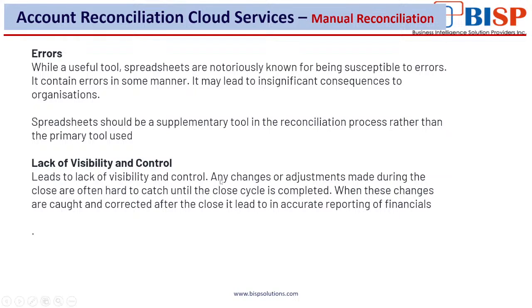Then there is a lack of visibility and control. Any changes or adjustments made during the close are often hard to catch until the close cycle is completed. When these changes are caught and corrected after the close, it leads to inaccuracy. For example, if we have not been able to identify the differences or the adjustment within the scheduled time, it may lead to a wrong presentation or reporting of financials.